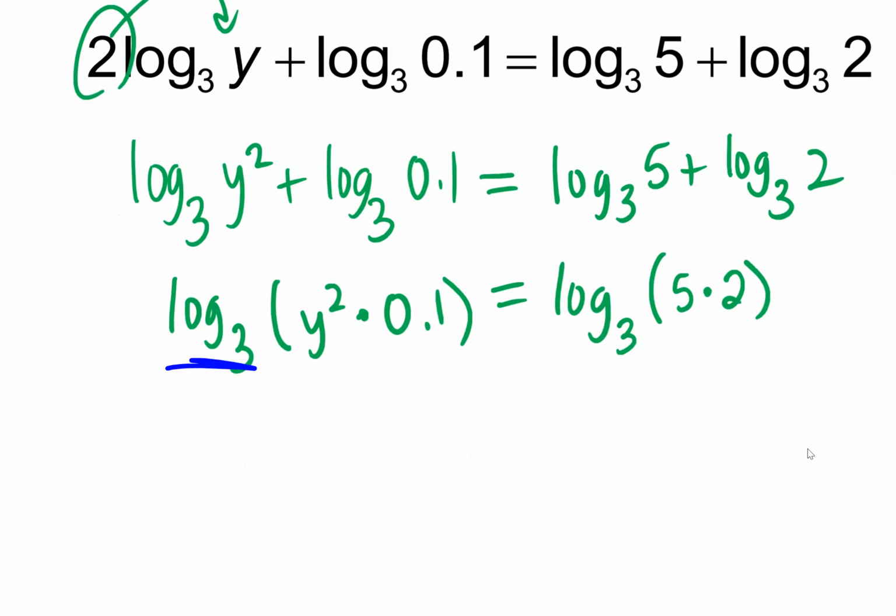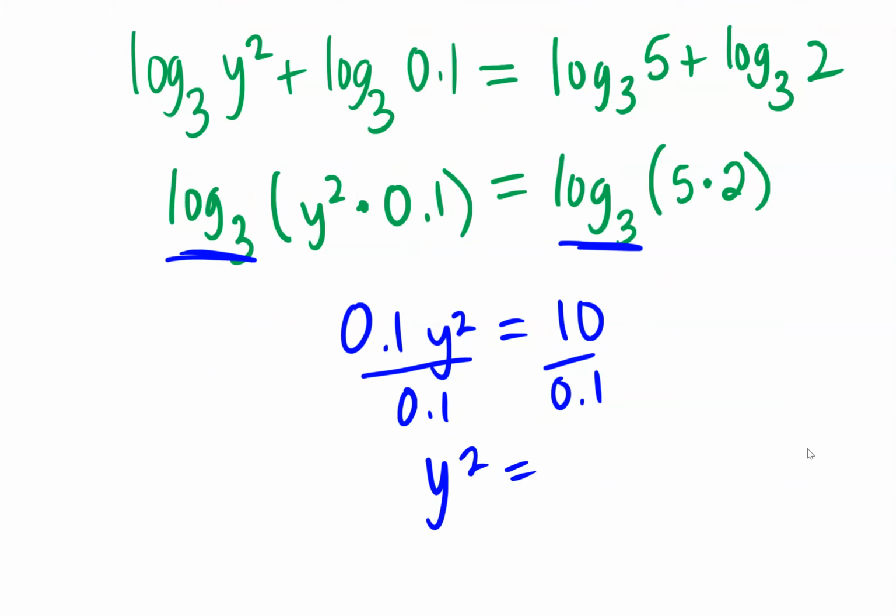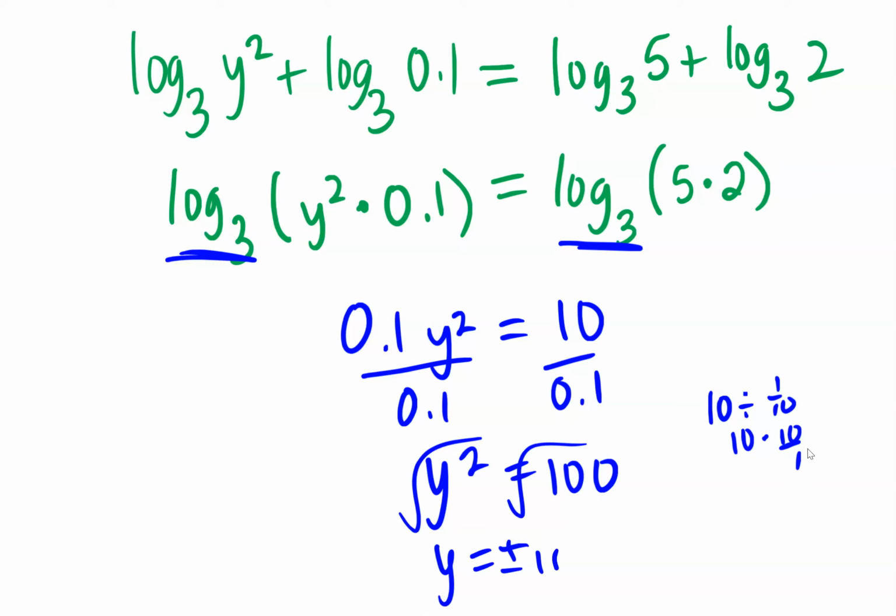Since I have the same log base on both sides, I can set the insides equal to each other. 0.1 y squared is equal to 10. If I divide by 0.1 on both sides, I get y squared is equal to 10 divided by 1/10, which is the same thing as 10 multiplied by the reciprocal. So you get 100. If I square root both sides, you get plus or minus 10.